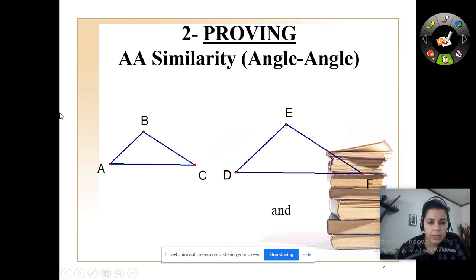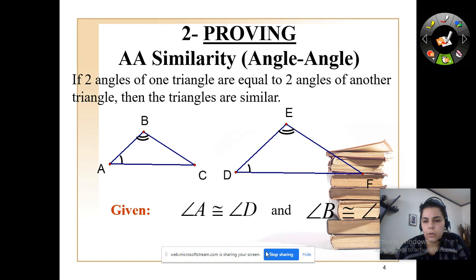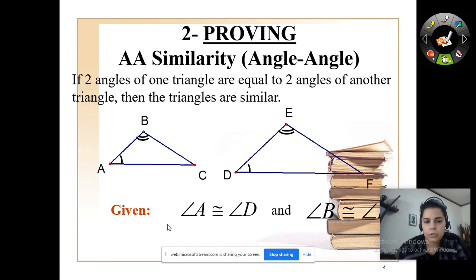So to prove similar triangles, the first method is: if two angles of one triangle are equal to two angles of another triangle, then the triangles are similar. I can directly deduce they are similar. Okay, so I have the first case, two equal angles. Angle A is equal to angle D, for example, and angle B is equal to angle E. So directly I can deduce that the triangles are similar.